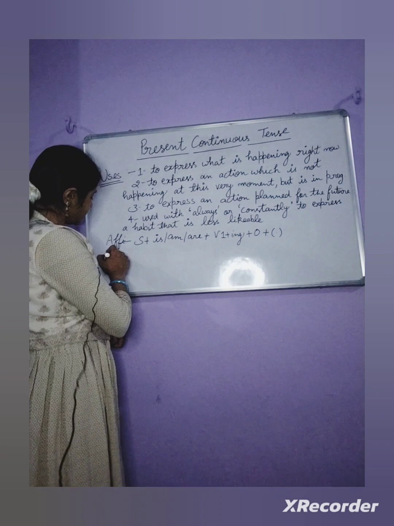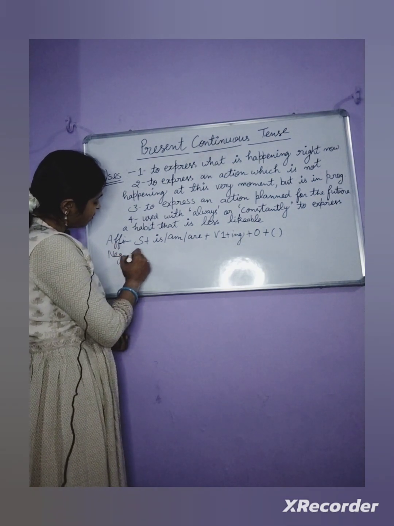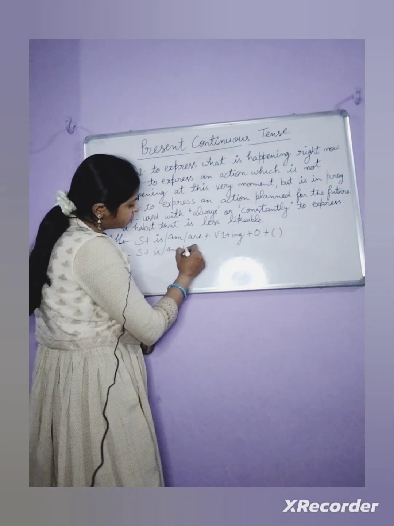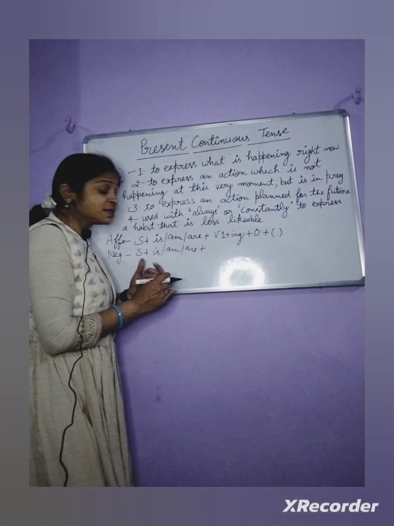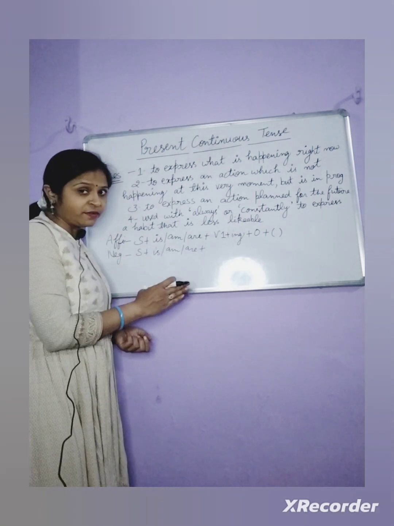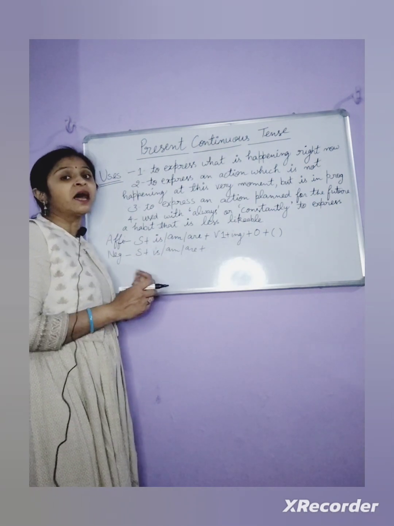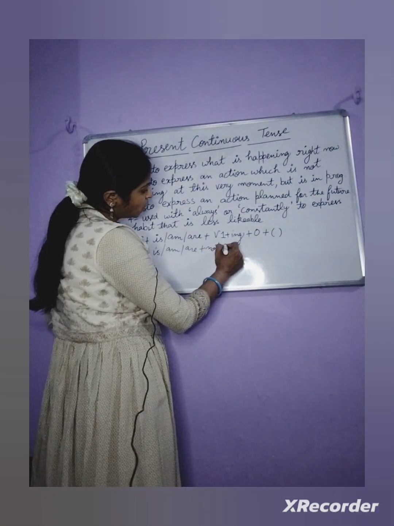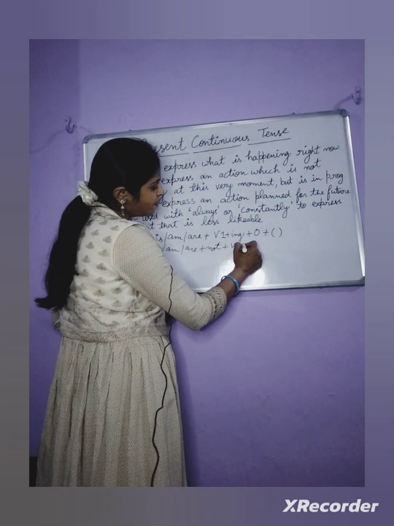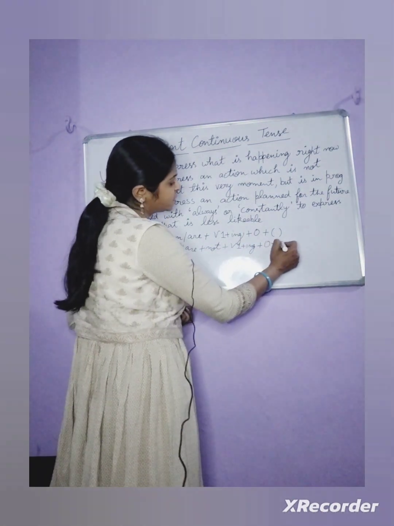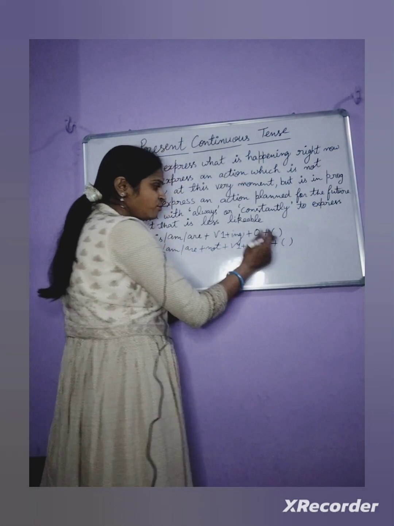For negative, the sentence structure will be subject plus is, am, or are, according to the subject. If your subject is singular, is will be used. If your subject is plural, are will be used. And if your subject is I, am will be used. And then with it not, then V1, I mean the fourth form of the verb, or you can say V1 plus ing, then object, then full stop.